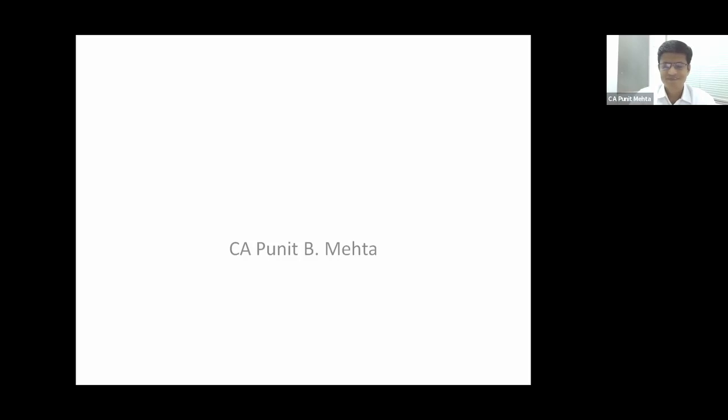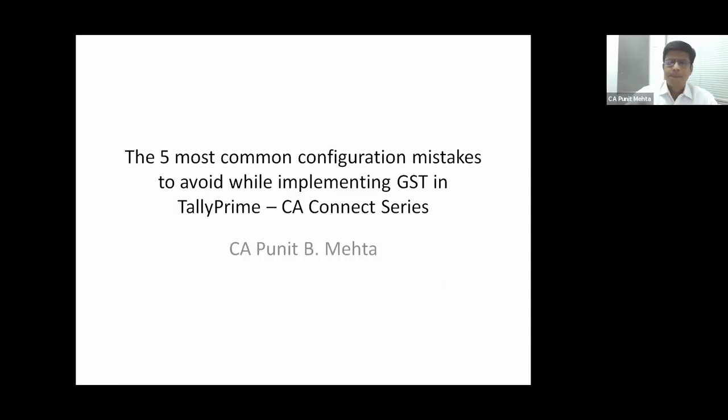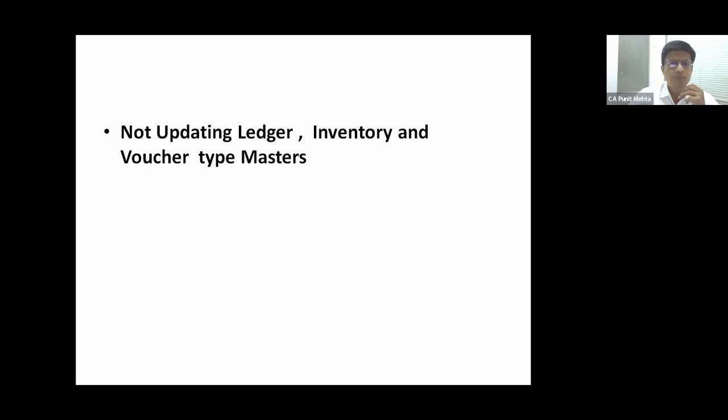Friends, five most common configuration mistakes. What are those and how we can avoid them? That's the entire agenda for the day. For those of you who want to know what Punit thinks are those five most common mistakes, and these are not the only ones, I'm sure I'll be taking up some of those you have already discussed in the chat. But mostly these are the ones that I find: not updating ledger, inventory and voucher type masters, not following GST rate hierarchy, and this also goes for HSN.